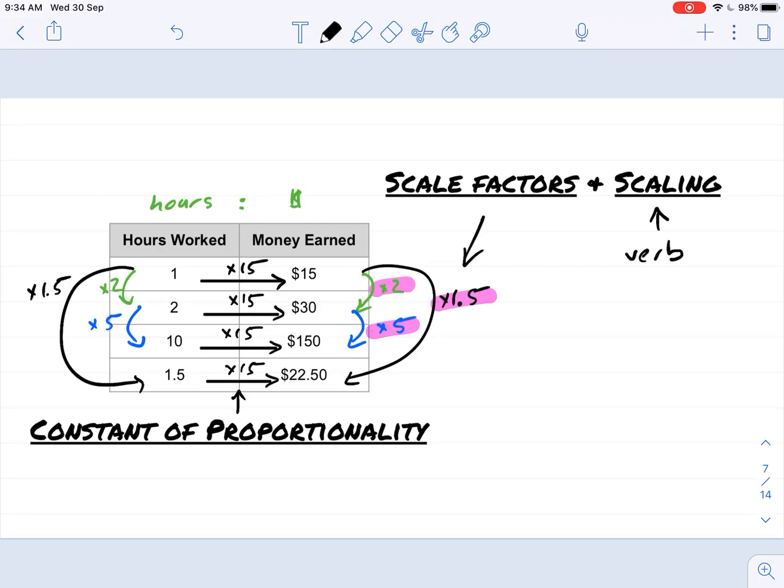When we're working with actual variables like hours and money, we do want to attach units to it. So in this case, the constant of proportionality would equal $15 per 1 hour, or just per hour. That's how much these people are getting paid, okay? So that's what a proportional relationship looks like.